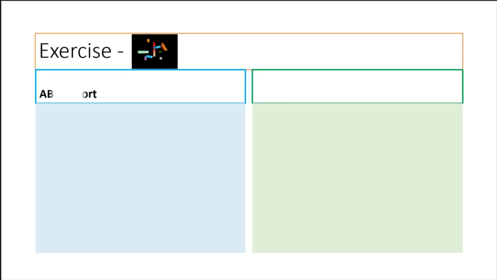Exercise 4. ABG report. pH 7.12. PCO2 16 mm of Hg.